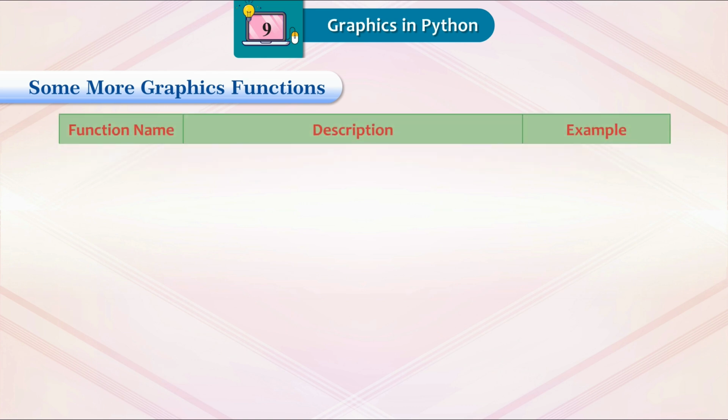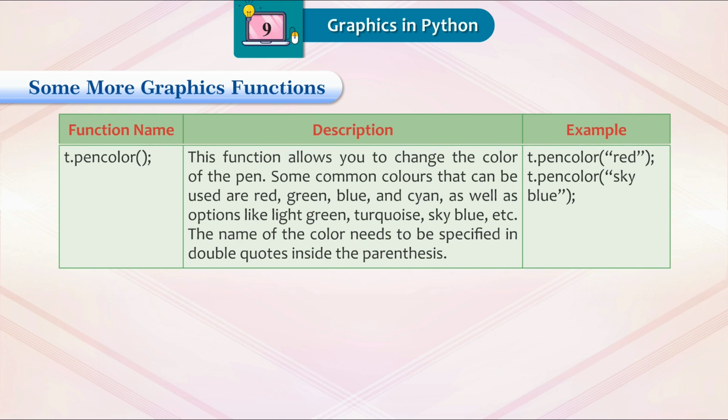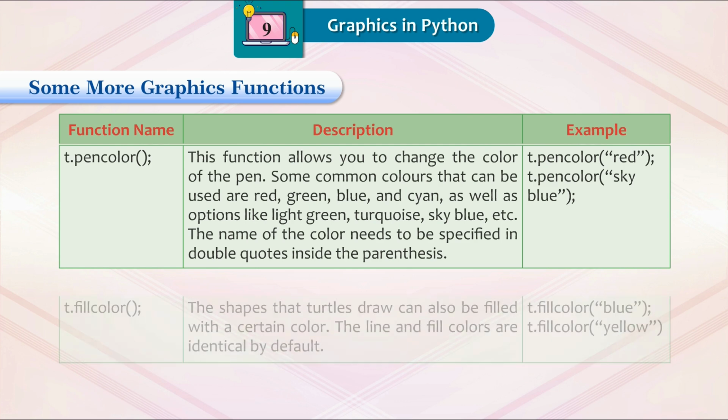Some more graphics functions. Function name, description, example. T.pencolor. This function allows you to change the color of the pen. Some common colors that can be used are red, green, blue, and cyan, as well as options like light green, turquoise, sky blue, etc. The name of the color needs to be specified in double quotes inside the parentheses. T.pencolor("red"), T.pencolor("sky blue").